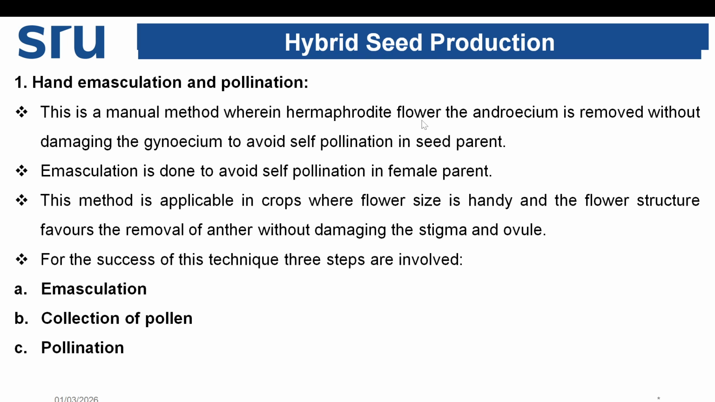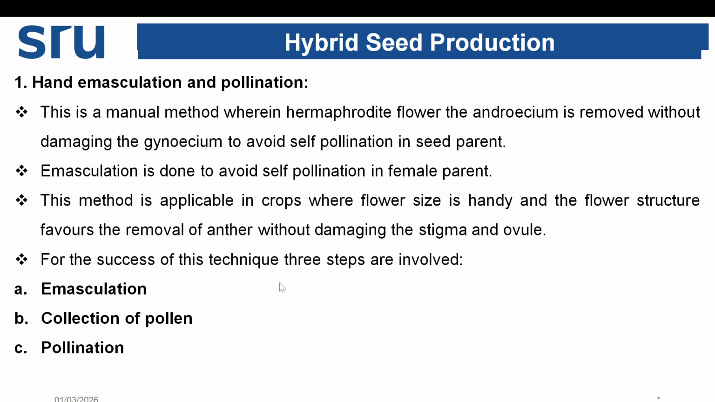In the hermaphrodite flower, the androecium we need to remove. Androecium means male part. We need to remove it without damaging the gynoecium, that is the female part, to avoid self-pollination in the seed parent. So this emasculation is done to avoid self-pollination in the female parent. This method is applicable in crops where flower size is handy and flower structure favors the removal of anther without damaging the stigma and ovule.